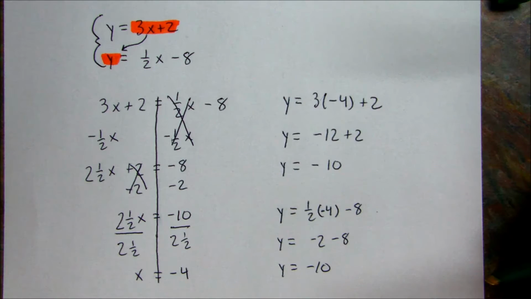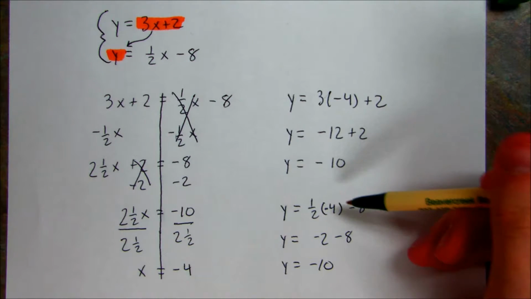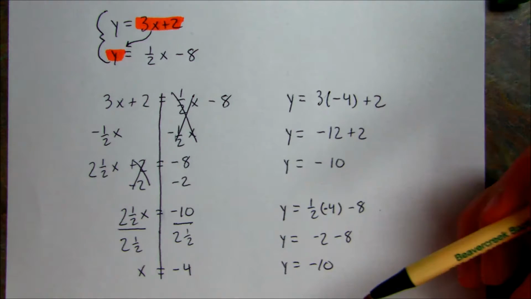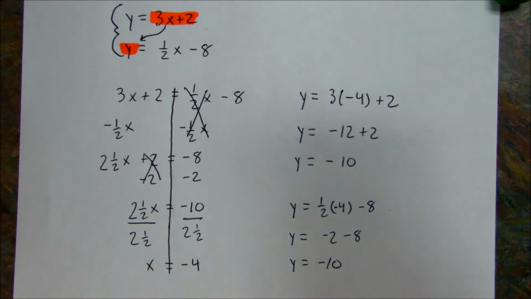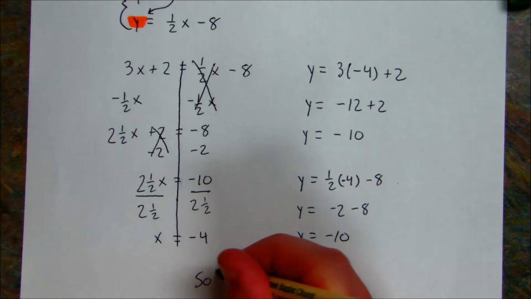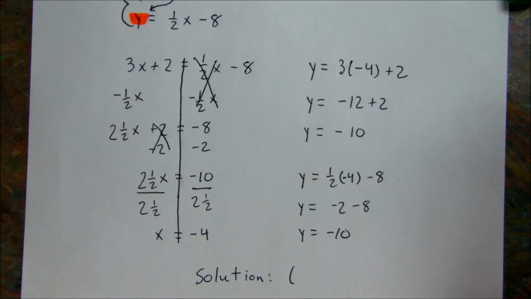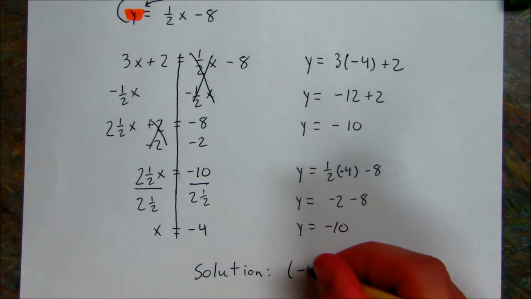Now, it doesn't matter which equation you pick in order to find your y. So down here, I've plugged in negative 4 into the other equation, worked it out, and I got the exact same answer. So my solution to this system of equations is a point. And my point is negative 4, negative 10.